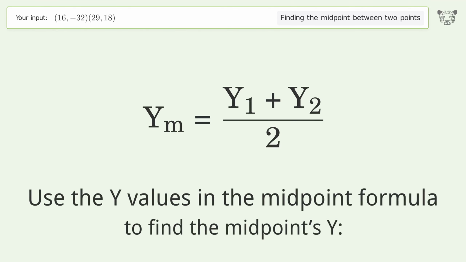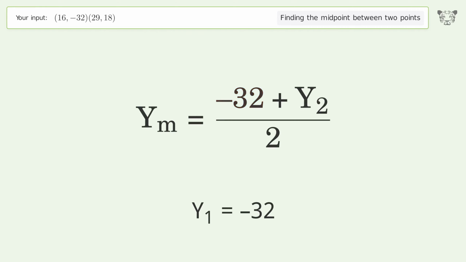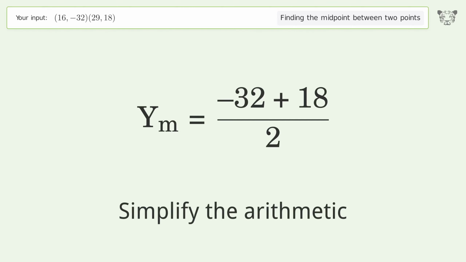Use the y values in the midpoint formula to find the midpoint's y. y1 equals -32. y2 equals 18. Simplify the arithmetic.